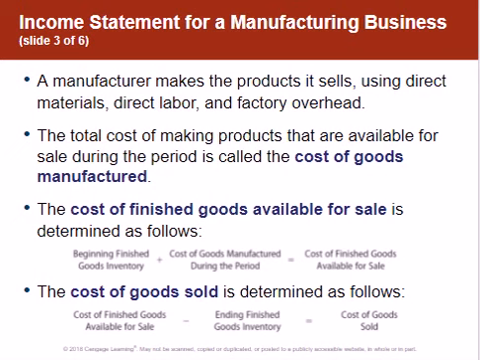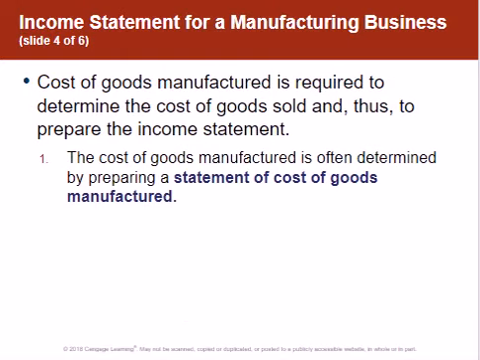The cost of goods sold is determined by taking cost of finished goods available for sale, subtracting out the ending finished goods inventory, and that will leave you with the cost of goods sold. Cost of goods manufactured is required to determine the cost of goods sold and thus to prepare the income statement. The cost of goods manufactured is often determined by preparing a statement of cost of goods manufactured.